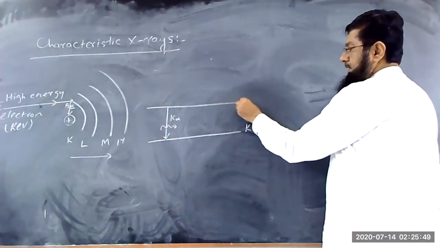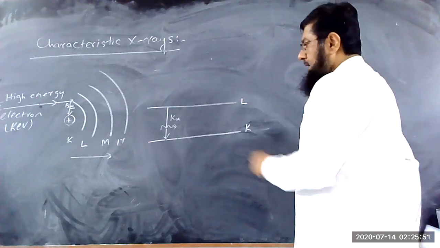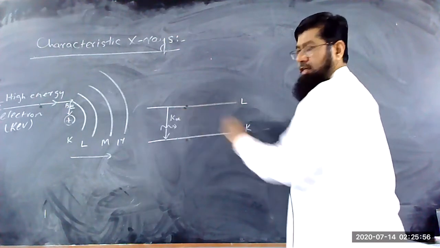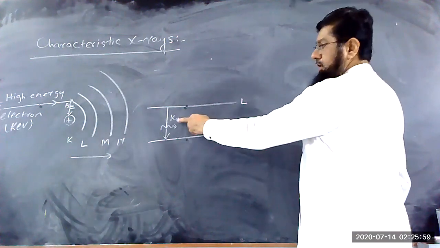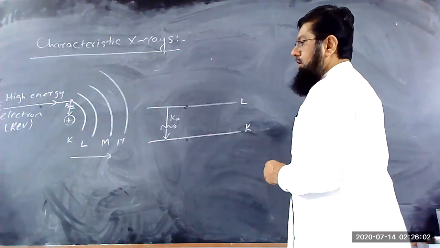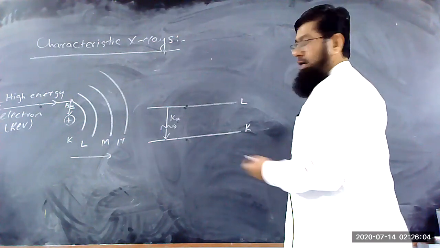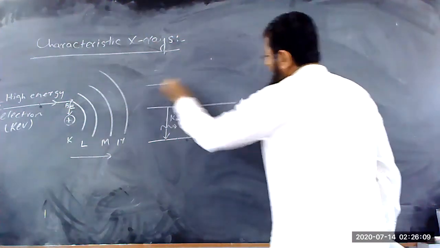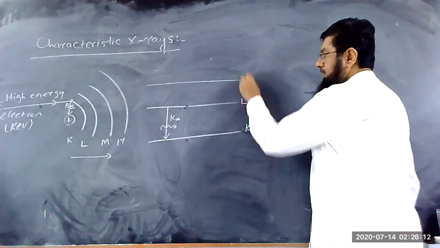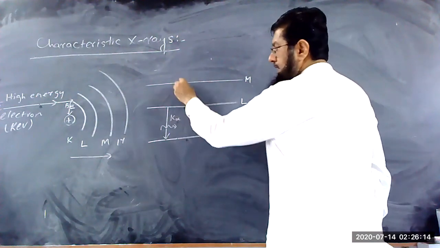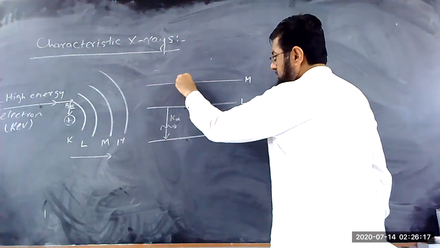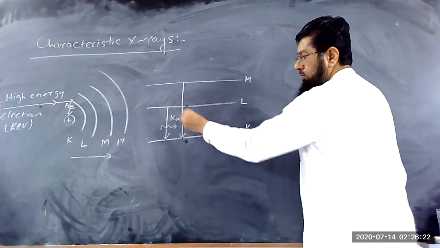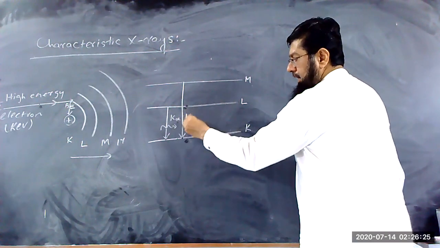So this is known as the L shell. If the deficiency in the K shell is filled by the L shell electron, the emitted photon is the X-ray photon, and we call it K alpha. K alpha is the characteristic X-ray of the K series. Similarly, if the M electron jumps directly to fill up the deficiency in the K shell, we call this photon K beta.